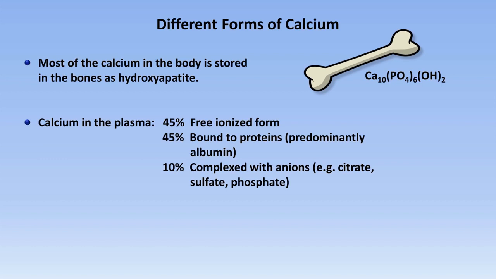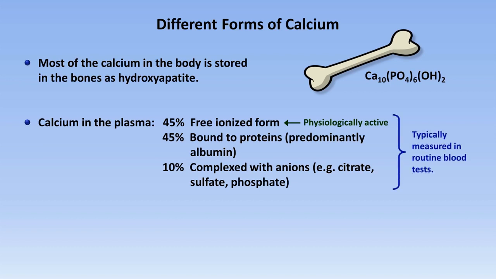When measuring serum calcium levels, it's important to remember that only the free ionized form is physiologically active. Yet routine blood tests measure the total circulating calcium. While it's possible to measure ionized calcium directly, there are technical limitations and samples require special handling, which decreases precision and increases costs as compared to total serum calcium.